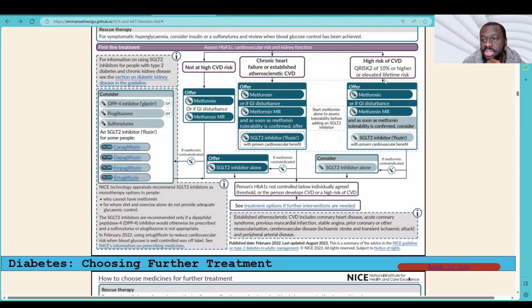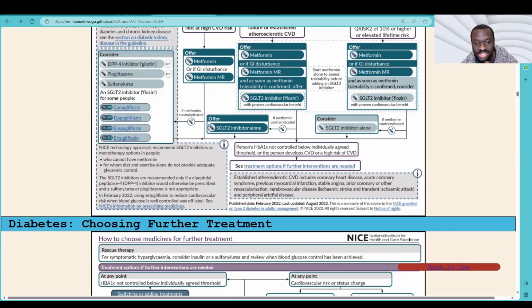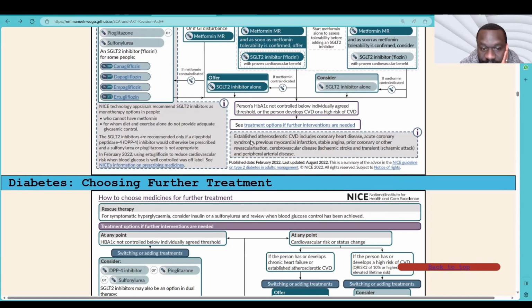Yeah, for someone with significant cardiovascular disease where metformin is not contraindicated, you start metformin alone to assess tolerability before adding an SGLT2 inhibitor, so that if the patient is having side effects, you're sure whether it's a side effect of metformin or of the SGLT2 inhibitor.